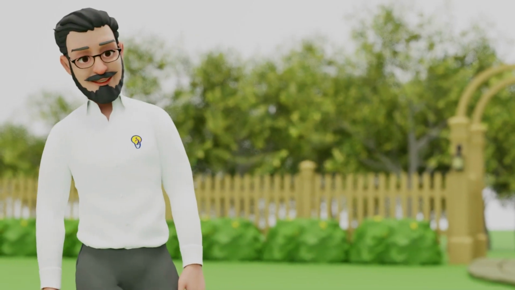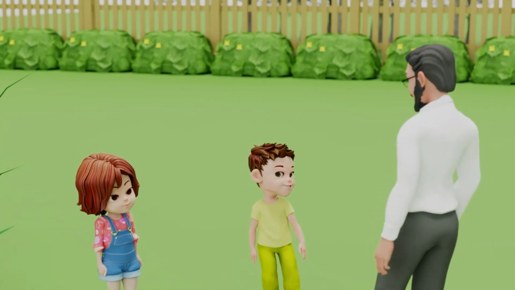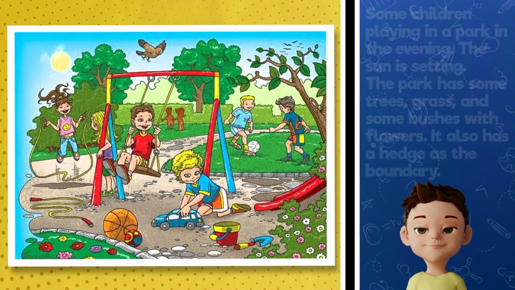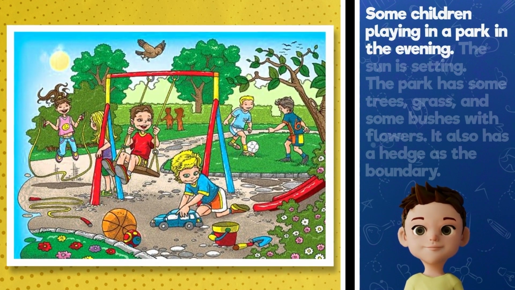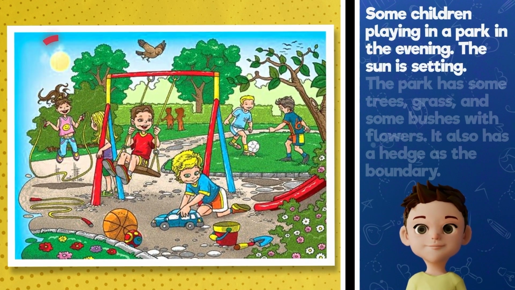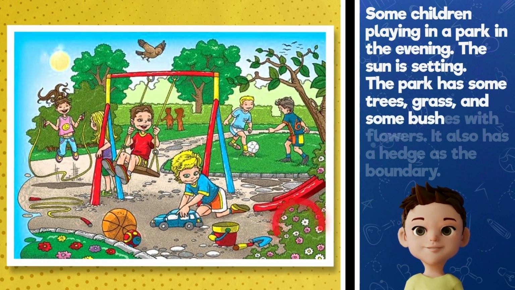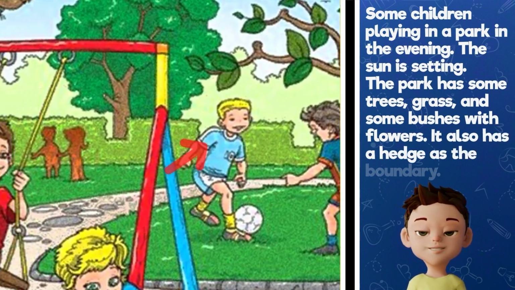Oliver, why don't you continue the picture talk? Sure, Dr. Beaconspear. Let me give it a try. The picture shows some children playing in a park in the evening. The sun is setting. The park has some trees, grass, and some bushes with flowers. It also has a hedge as the boundary.